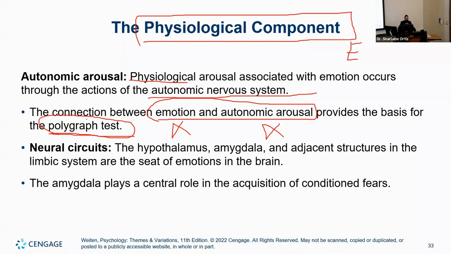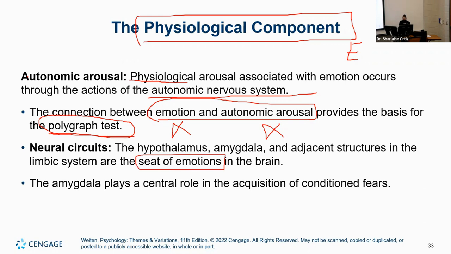Now, how is it that we are able to interpret that information, right? Well, we have neural circuits. Think about the hypothalamus and the amygdala, and both of them are going to be next to each other. That is what we like to refer to as the limbic system. And within the limbic system, we are looking at the seat of emotions, right?